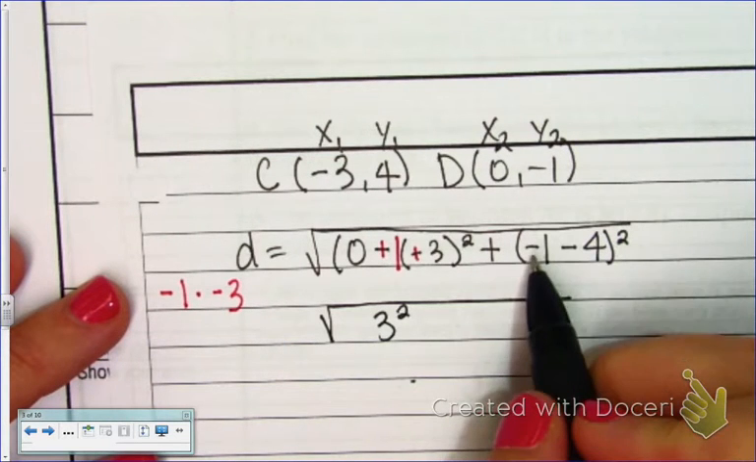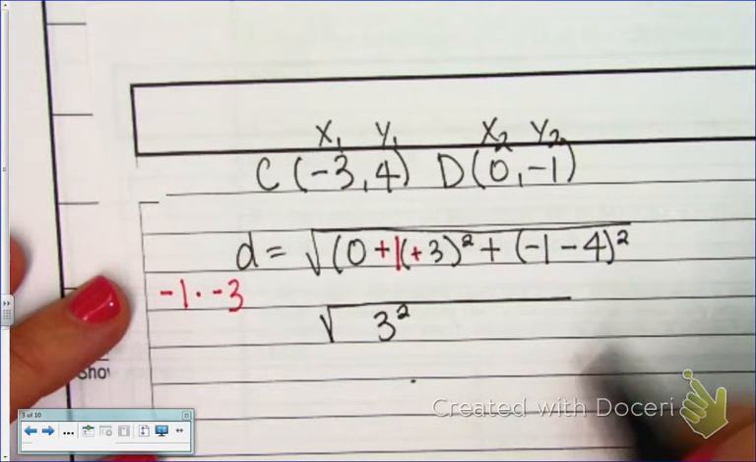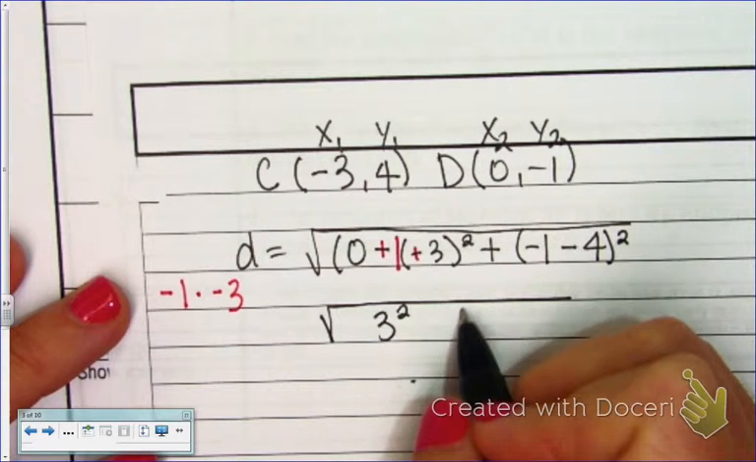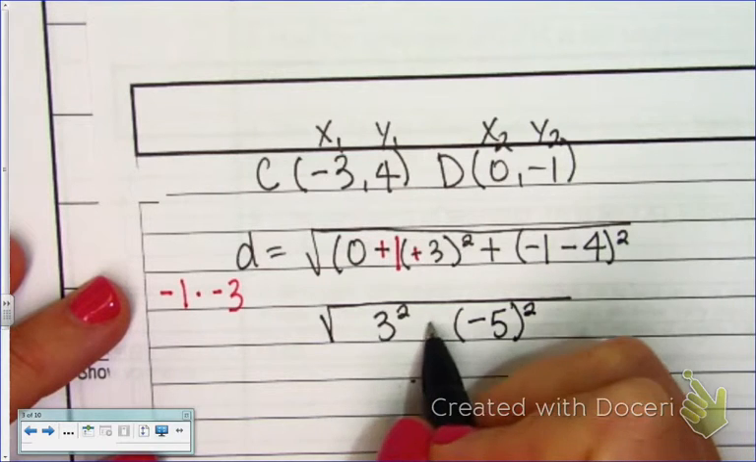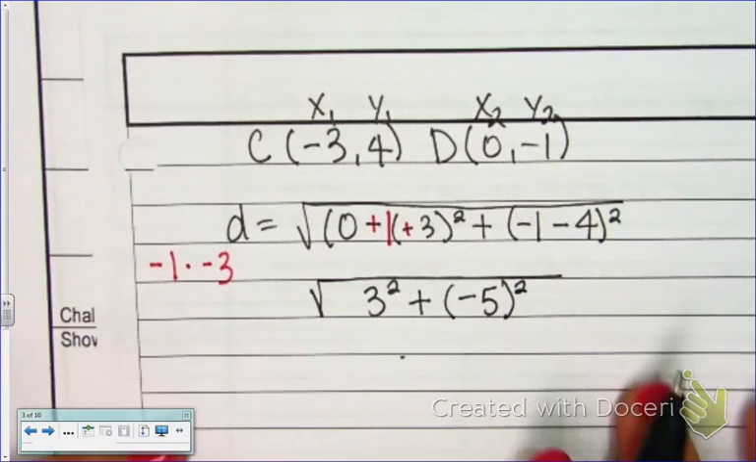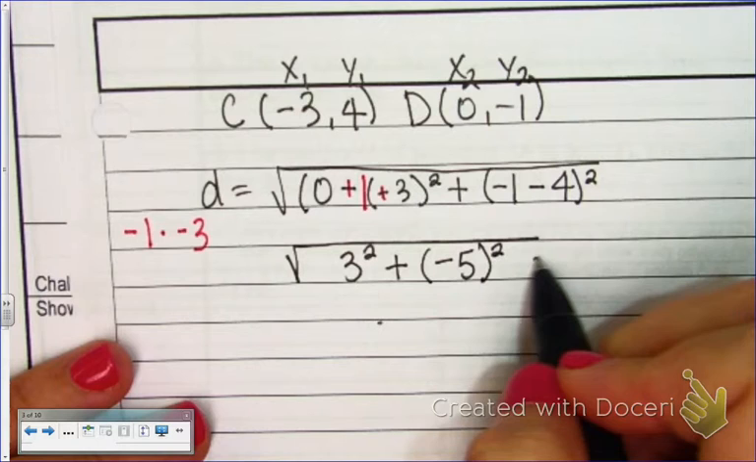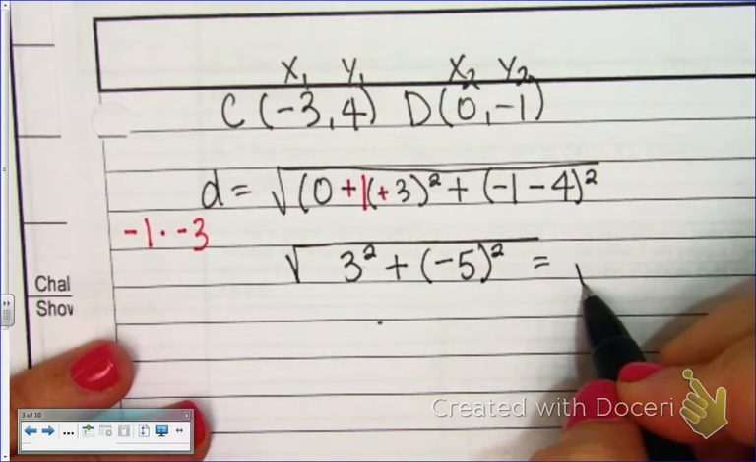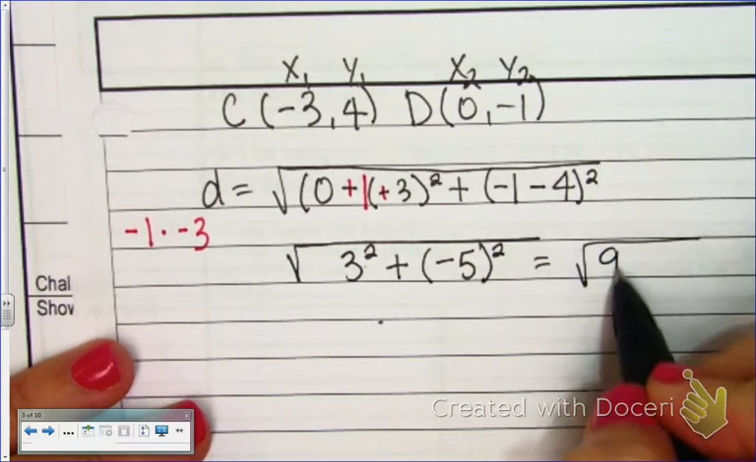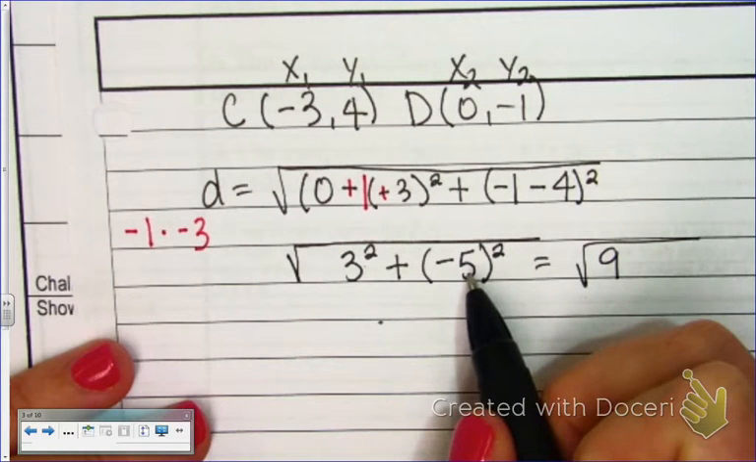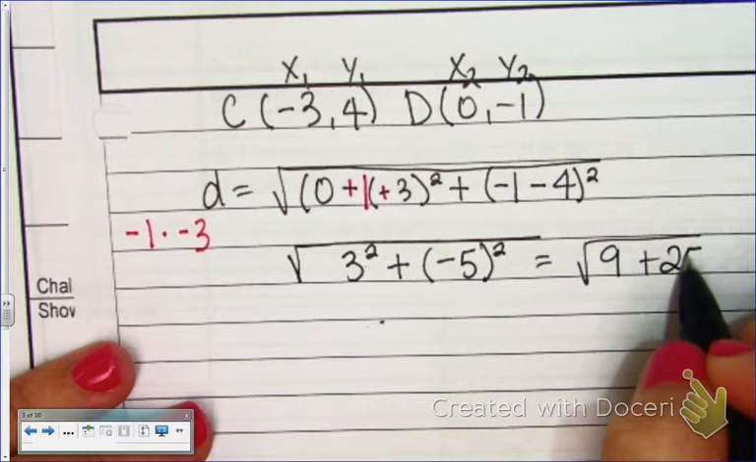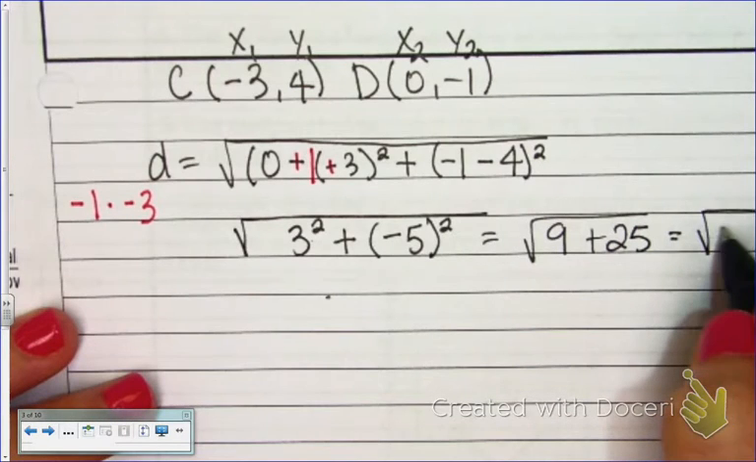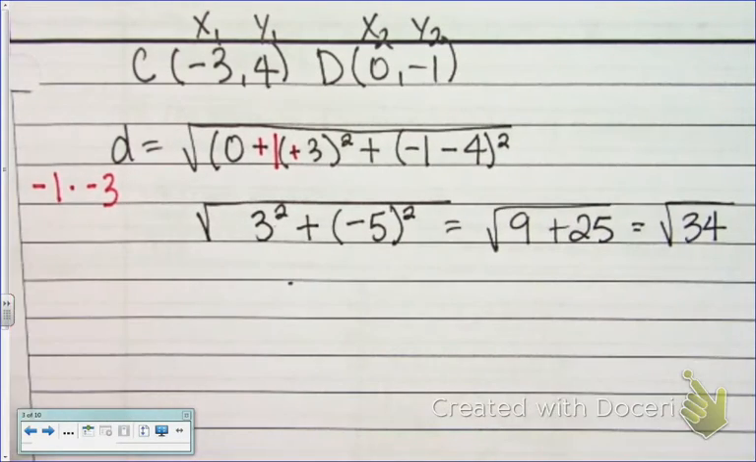Then we have a -1 minus 4, so we're becoming more negative. So I'm going to keep this in parentheses, my (-5) squared, and then we have to keep our operation here. So then we have 3 squared, which is 9. Make sure you keep your square root with it. And then (-5) squared is going to be 25. So we get the square root of 34 as our answer. And you'll be able to put this into your calculator. I'm not going to make those calculations for you.